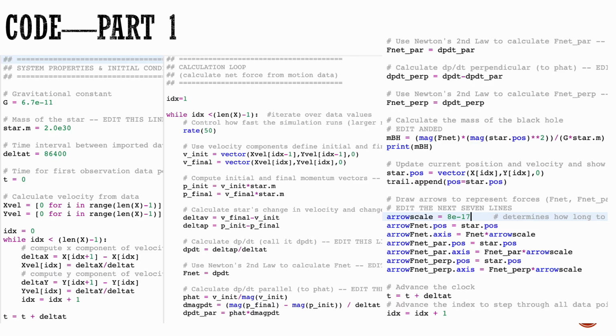Here are the codes I used for part 1 of the experiment. Here we used momentum and Newton's second law to calculate the net force applied on the planet. And then using that net force, and since the gravitational force is the only force applied on the planet, we used that to calculate the mass of the black hole using the universal gravitational force formula.